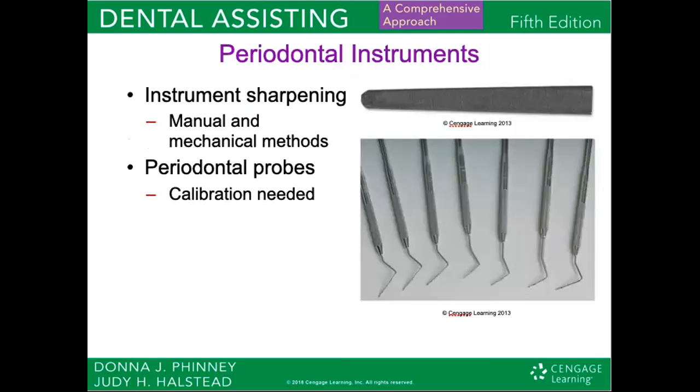Periodontal instruments should be sharpened to make sure that they are effective and maintain efficiency. Stones and sandpaper can be used to manually sharpen tools, and there are many techniques that can be used. Although a machine to sharpen tools may be expensive, they are very effective, precise, and consistent. There are a variety of periodontal probes with colors and other indicators that should be calibrated before use, especially when the instruments are new.